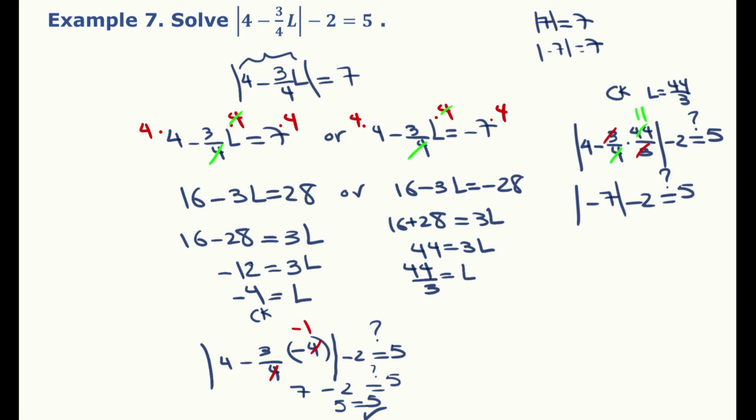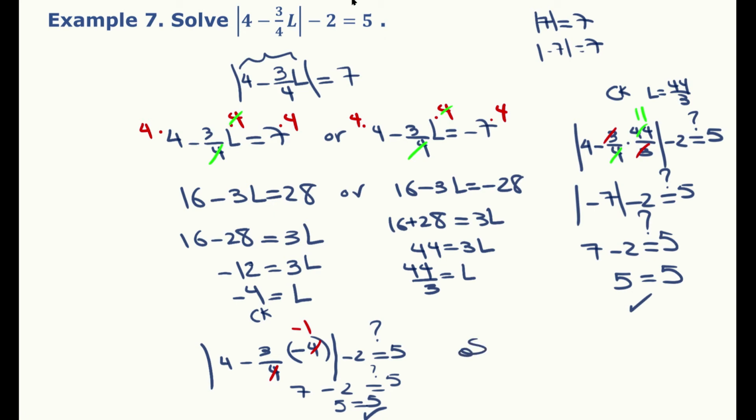Now absolute value of negative 7 is 7. So we want to know if 7 minus 2 is equal to 5. And at this point, 7 minus 2 is 5. So we end up with the identity we were hoping for. That means that this number, 44 over 3, when substituted for L, makes this equation true. Therefore, it's a solution of the equation. So this one checks out as well.